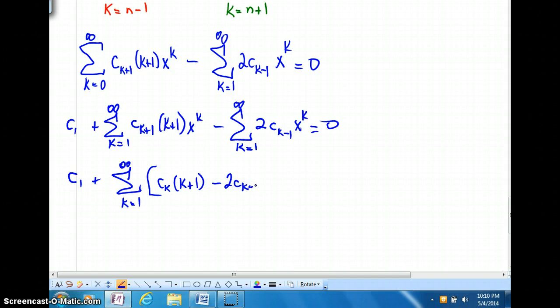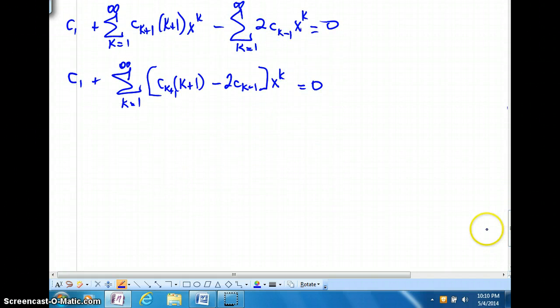And you can see what that's going to look like. We have c, and actually this down here is k plus 1, forgive me, c sub k plus 1 times k plus 1, minus 2c sub k minus 1. All of that is what's in front of x to the k. And now, if you're really paying attention, you're going to notice that the left side should equal 0. That leads us to know that c sub 1 equals 0.